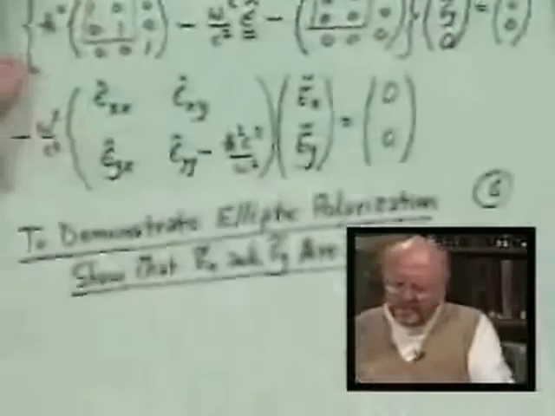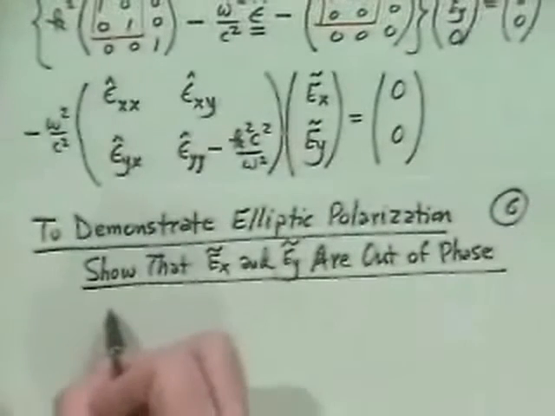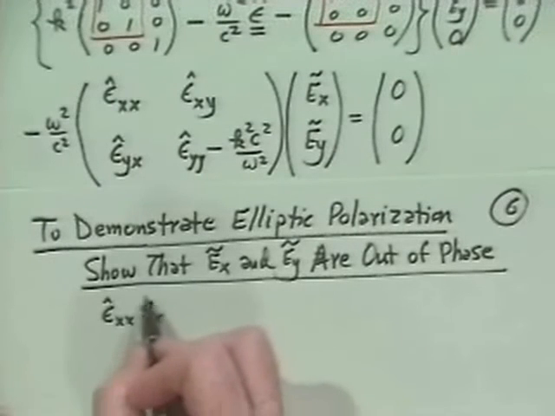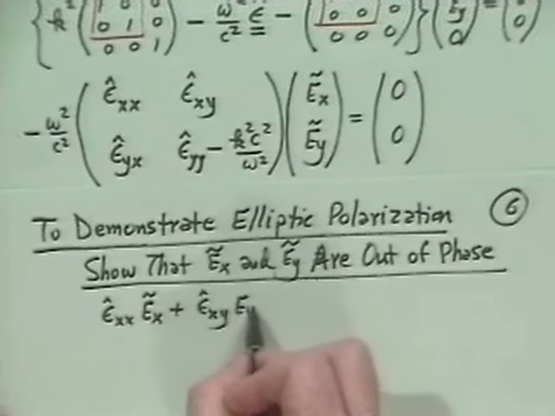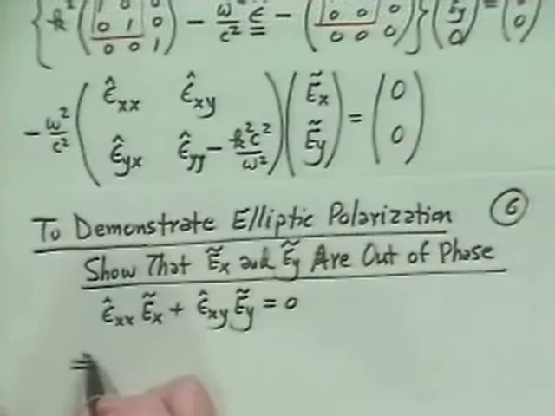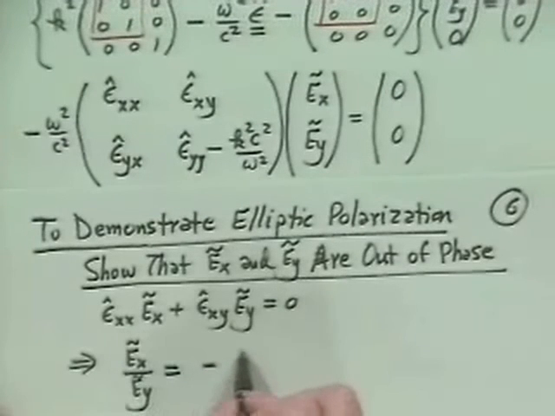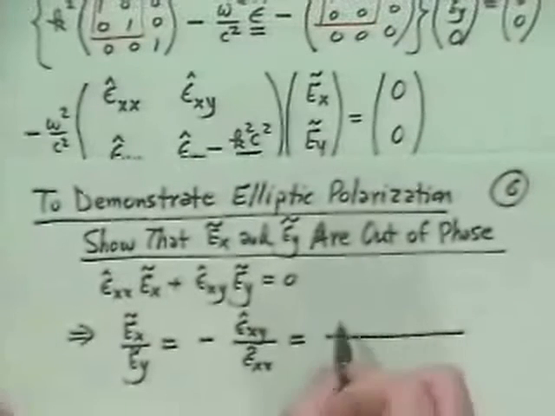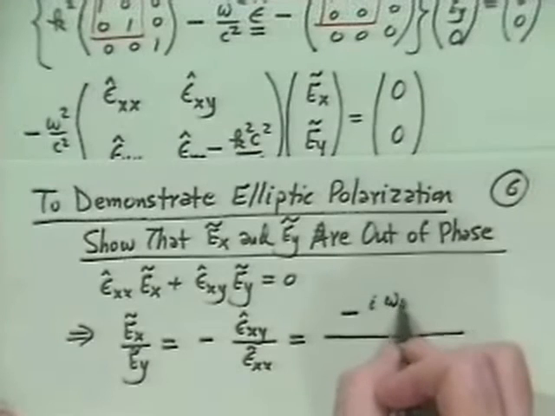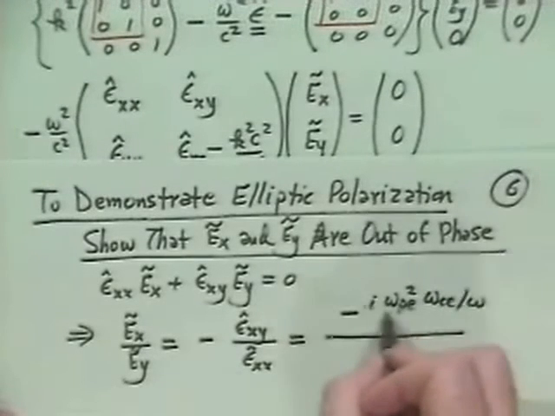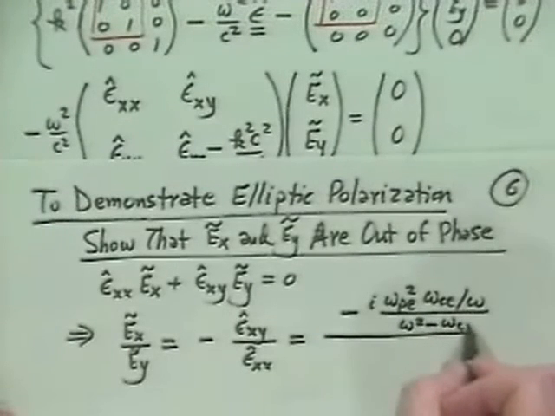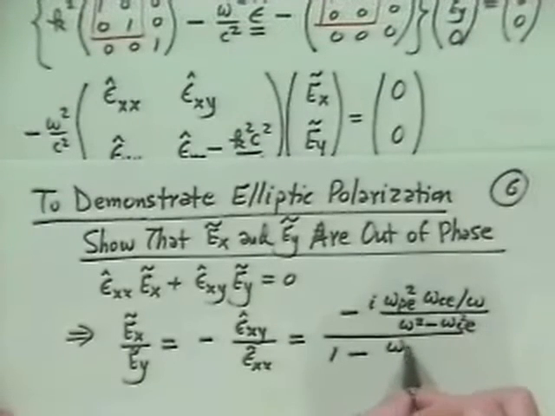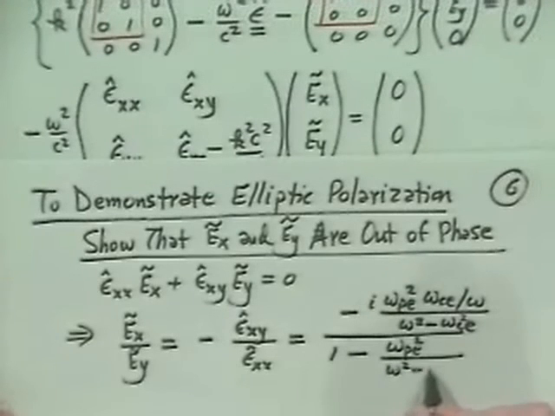So let's see, I need to write this dispersion relation back, but if I just take the 1, 1 component there, what I'll end up with is epsilon XX hat EX tilde plus epsilon XY hat EY tilde is equal to 0. And this I can rewrite as EX tilde over EY tilde is equal to minus epsilon XY hat divided by epsilon XX hat. Now, we just have to remember what those were. Namely, it's minus i omega PE squared omega CE over omega, all divided by omega squared minus omega CE squared, over 1 minus omega PE squared divided by frequency squared minus electron cyclotron frequency squared.